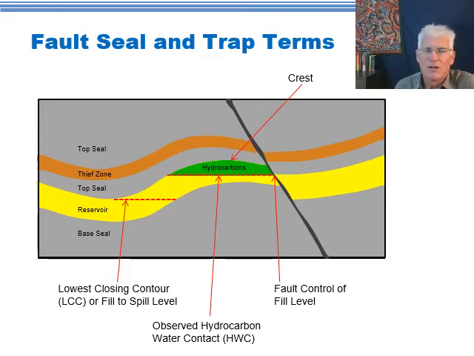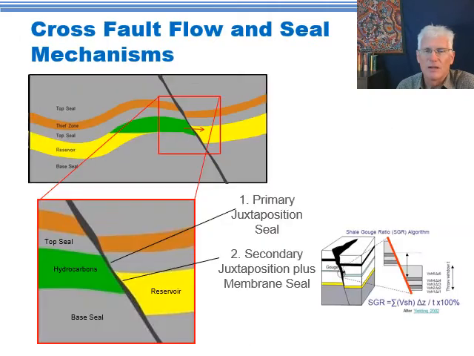So then, focusing in on this area around the fault in a little bit more detail, there are a couple of cross-fault flow mechanisms and seal mechanisms that are in common discussion and use in the industry. So if we look at that area where the fault is sealing the hydrocarbons in detail, it might look like what's shown below in the blow-up diagram.